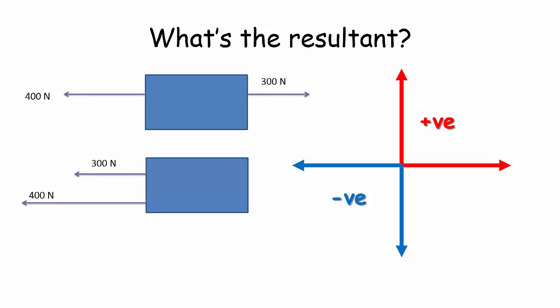In the second example, both values would be negative. So minus 300 add minus 400 would give us minus 700, or 700 newtons to the left. Did you get that right?